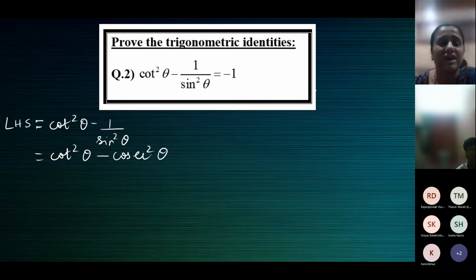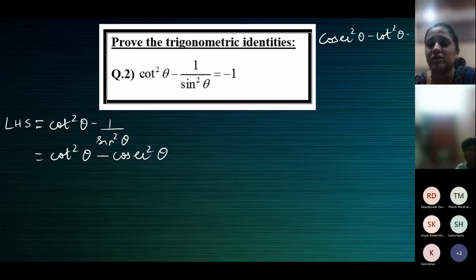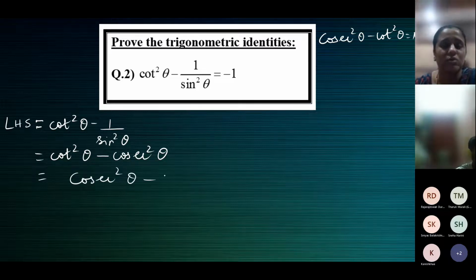Now, what is the identity which has cot square theta and cosecant square theta? The identity is cosecant square theta minus cot square theta is equal to 1. So now, we'll do all the three methods quickly. How do I write? See, cosecant square theta minus cot square theta is 1. But here I have cot square theta minus cosecant square theta. So how do I write this as cosecant square theta minus cot square theta? What should I do?